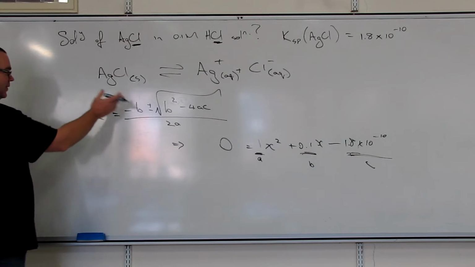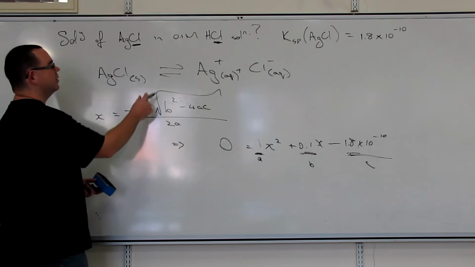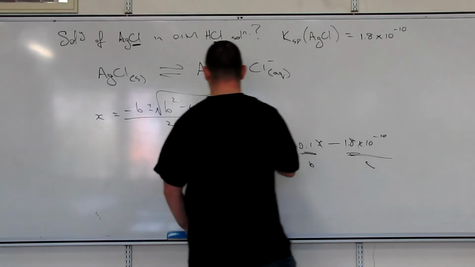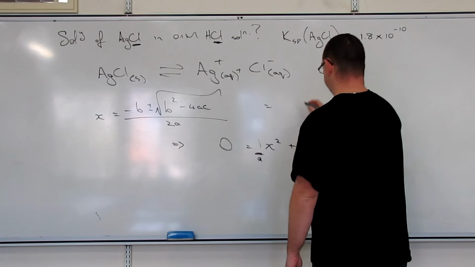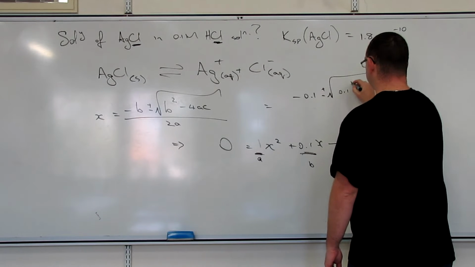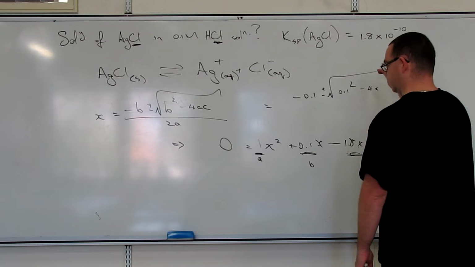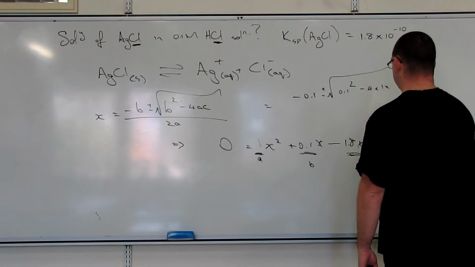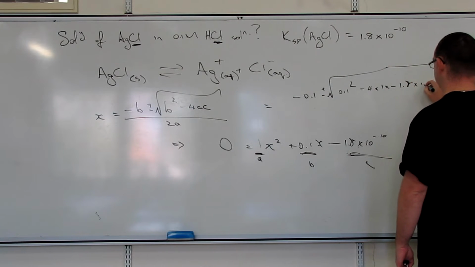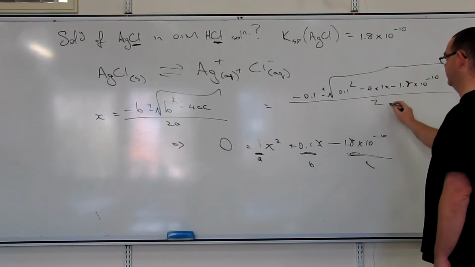You plug your numbers into this, and you will of course get two answers, because it's minus b plus or minus the square root of all this. But let's plug in those numbers. Minus b is minus 0.1, plus or minus the square root of 0.1 squared, minus 4 by 1 by c, which is minus 1.8 by 10 to the minus 10. This is all over 2 times a, which is just 2.